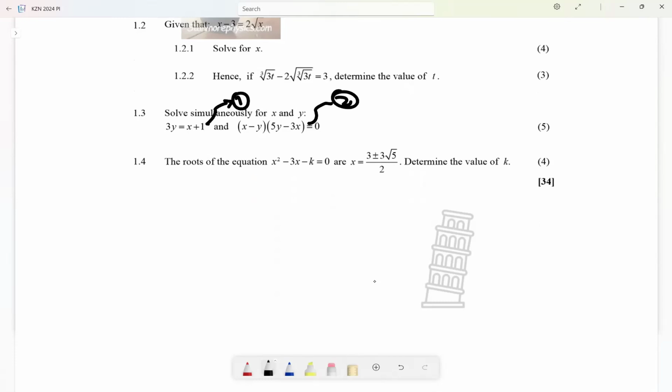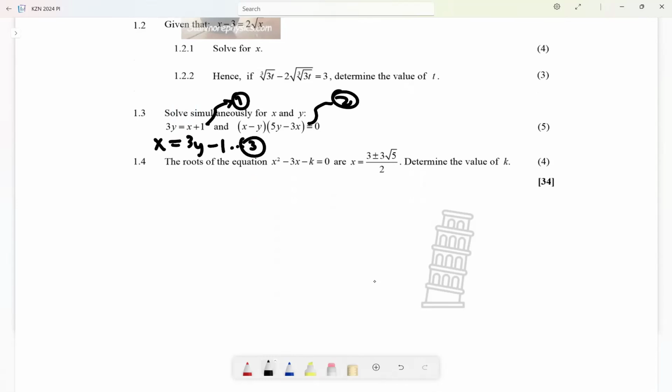Then can I try to solve this in terms of x? Yes, I want to make one equation in terms of something. I can make this in terms of x. I can say, take this one to the other side and say x is equal to 3y minus 1. Can you see I took this 1 to the other side. So this becomes my equation 3. Then what can I do here?